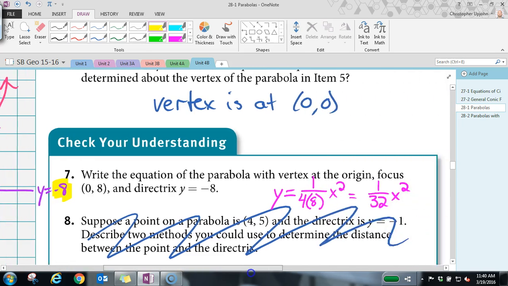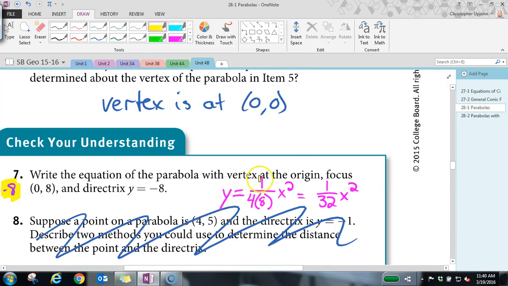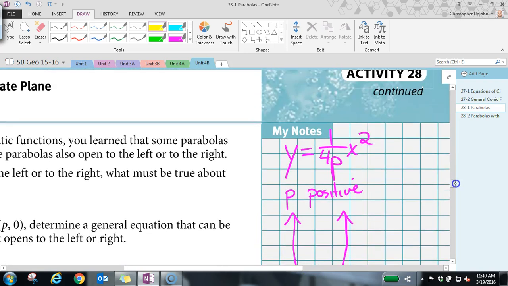So we plug that into our equation. Y equals 1 over 4 times p, or 1 over 4 times 8, which is 1 over 32 x squared, and that's our equation. That's as simple as it is.